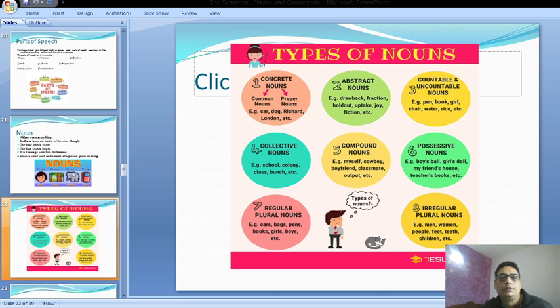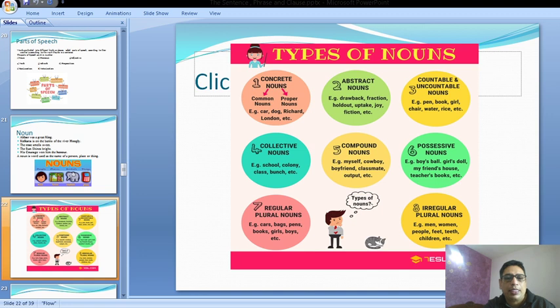Types of nouns. Now here comes the most interesting part. In different books you will find different types of nouns given. I'll also try to cover the chat because I don't want to miss if you have typed in something. Right, so we will go into the types of noun.